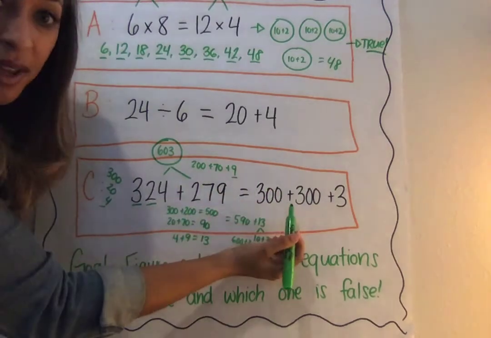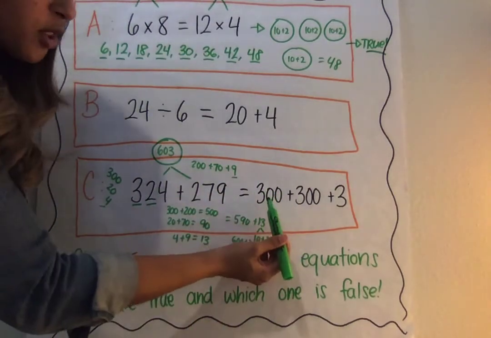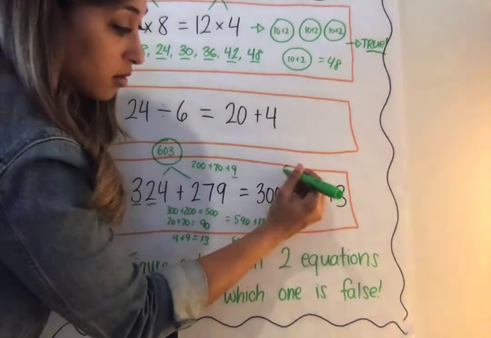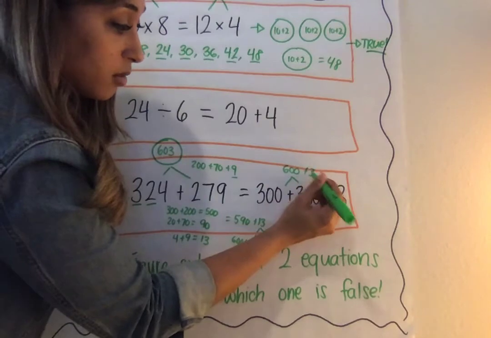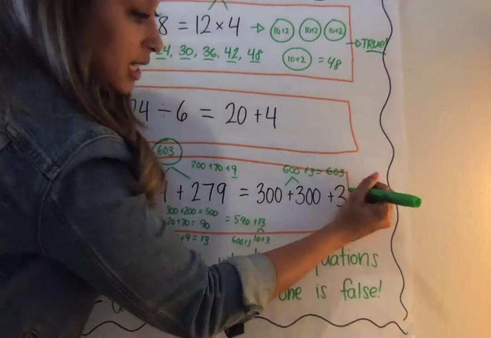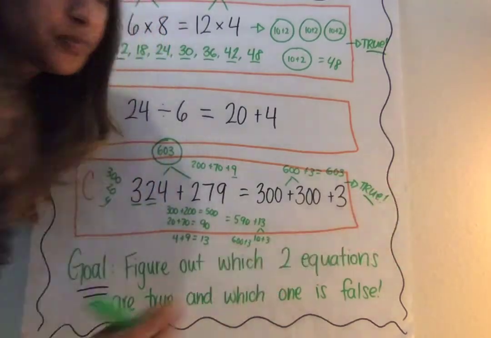And then I need to figure out my other side. So this is kind of an easy mental math for most students. 300 plus 300 would be 600. Plus 3 would be 603. So we know that equation C is also true.